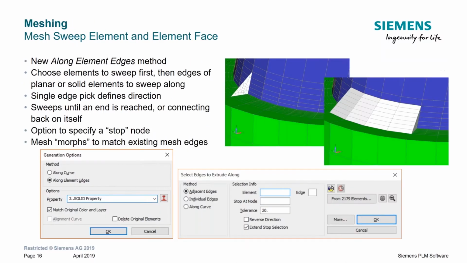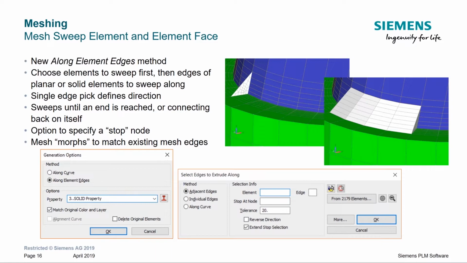Some new mesh sweeping. We've improved the sweep element and element face. So what you do is you first select your elements to sweep, and then the edges of the planar solid elements to sweep along. And then you could define the direction with a single edge pick rather than having to define a vector. And then it sweeps until the end is reached or connecting back on itself.